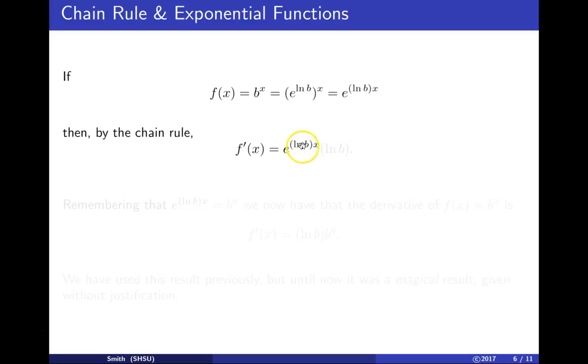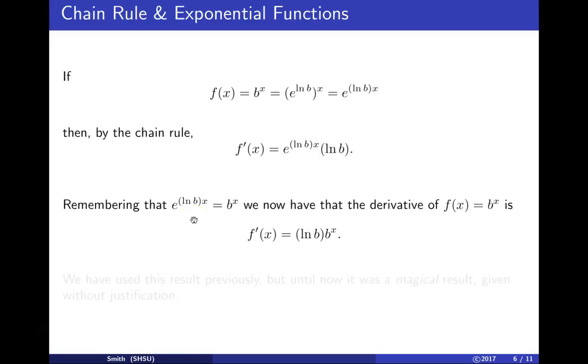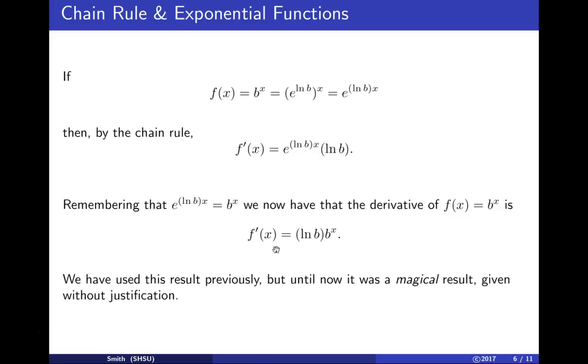Well, what's the derivative of the natural log of b times x? That's just the natural log of b. And then remembering that this e to the natural log of b times x was really the same as b to the x, I have found that the derivative of b to the x is natural log of b times b to the x. I got all of that by using the chain rule and my understanding of logarithms. We've used this result previously, but without proof. Until now it was magical, given without justification.